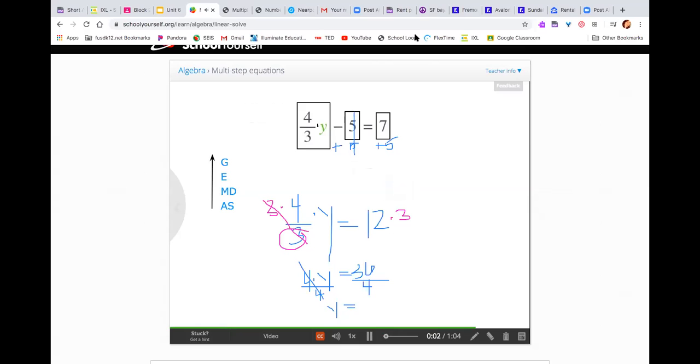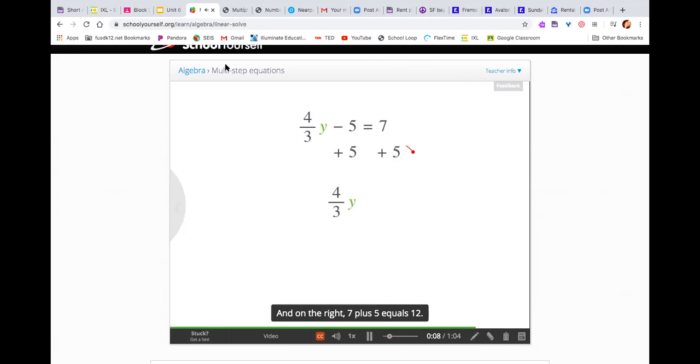Excellent work. We can start by adding 5 to both sides. That leaves us with 4/3 y on the left, and on the right, 7 plus 5 equals 12. Then we can multiply both sides by the reciprocal of 4/3, which is 3/4. These two fractions multiply to 1, so on the left we have y by itself. And on the right, 12 times 3/4 is 9, so y equals 9.